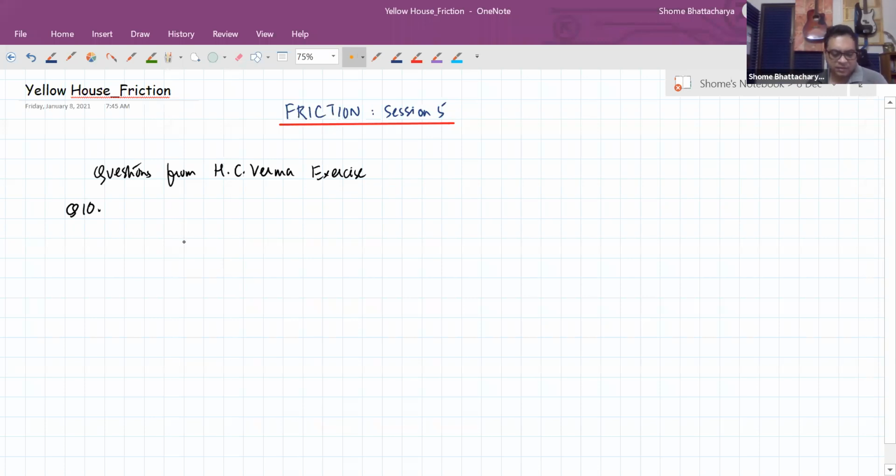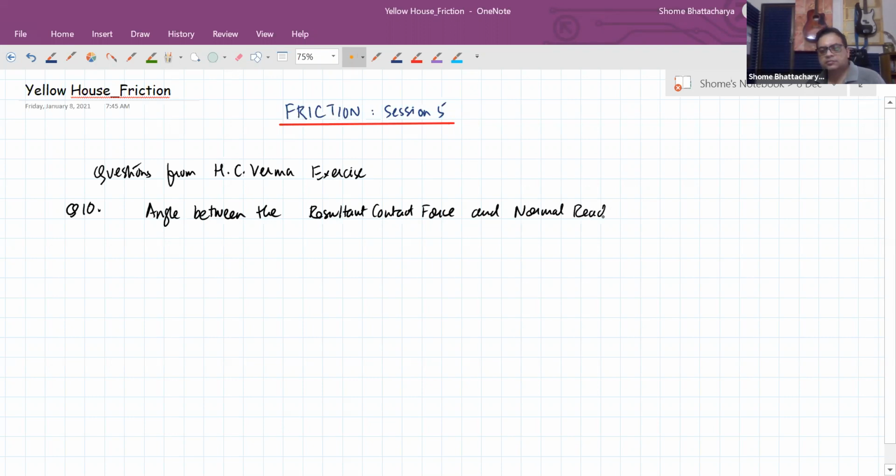It says that the angle between the resultant contact force and the normal reaction exerted by a body on the other is called angle of friction. It says the angle between the resultant contact force and normal reaction is called angle of friction.